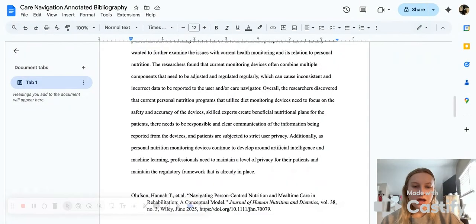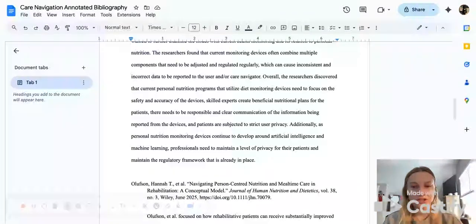Also, there's a lot of artificial intelligence advancements that are coming with this, and these researchers concluded that while this is a huge advancement and they think that these monitoring devices should continue to develop around the artificial intelligence, they need to maintain a level of privacy for their patients and maintain the regulatory framework that was already in place. Kind of just like the same thing I was already talking about, where you need to be mindful of their data and have your patient be able to trust you with that. But also, they were saying they don't think the entire model of the monitoring devices should be changed. Instead of relying on artificial intelligence, you need to use it as a tool.